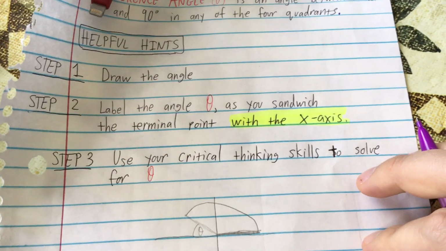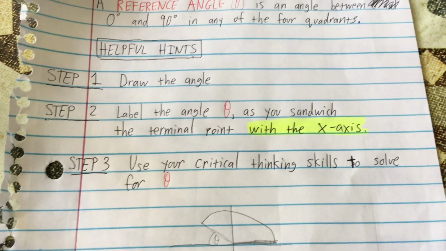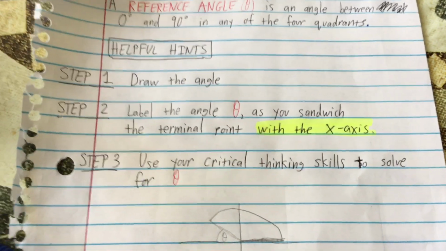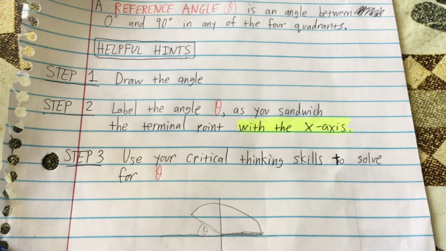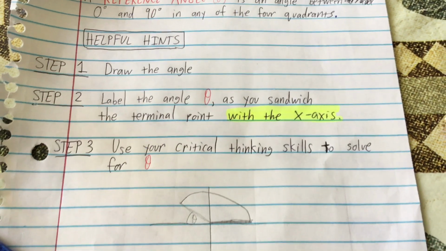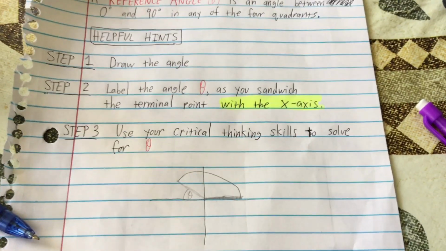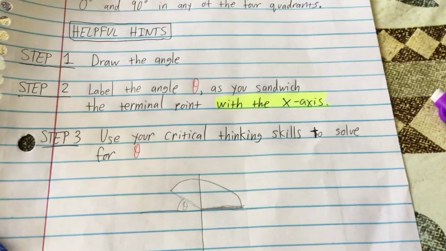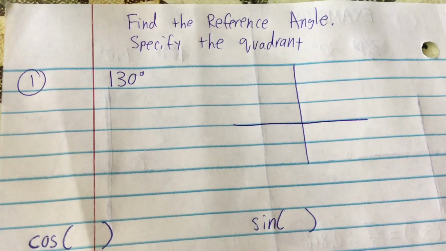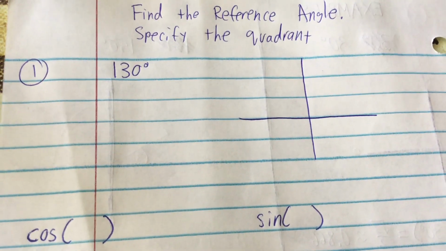So once again, if you're the type of student that does not benefit from just being given the formula, draw a picture, sandwich it with the x-axis, and use your critical thinking skills to solve for angle theta. Because the key is to sandwich it with the x-axis, not the y-axis. Okay, so let's get some problems in there. Problem number 1: find the reference angle and then specify the quadrant.